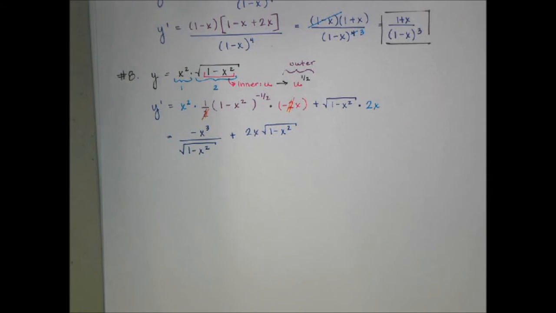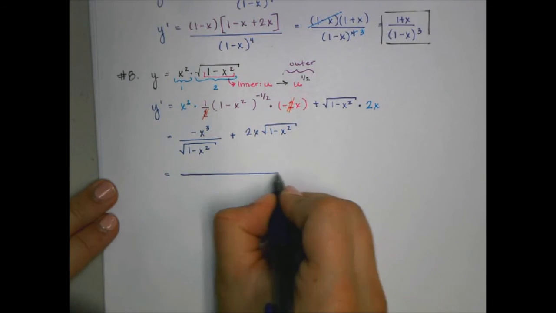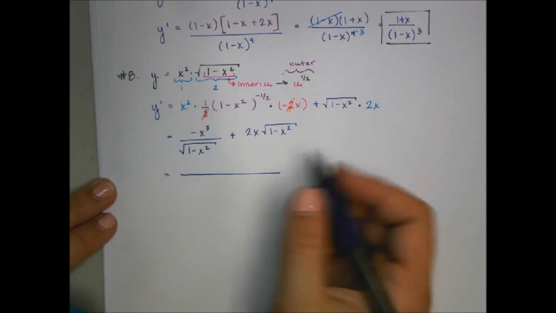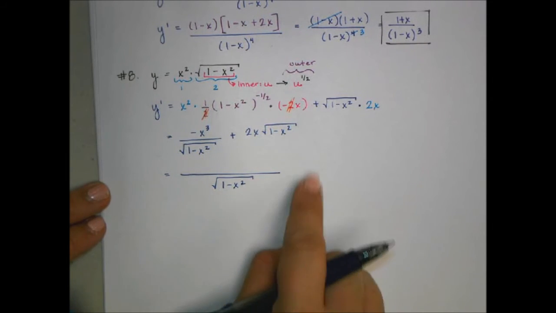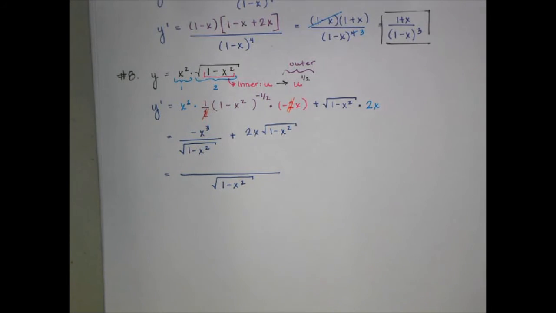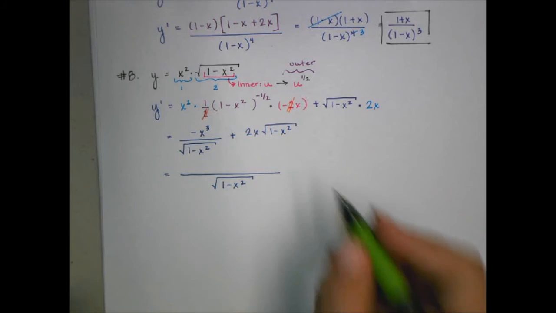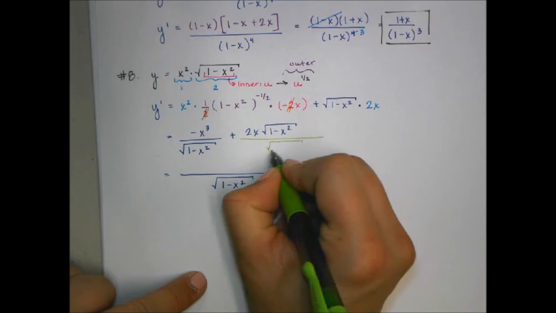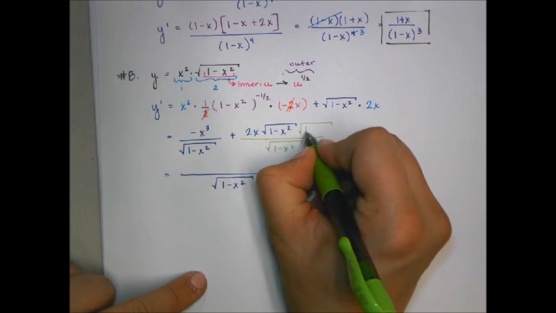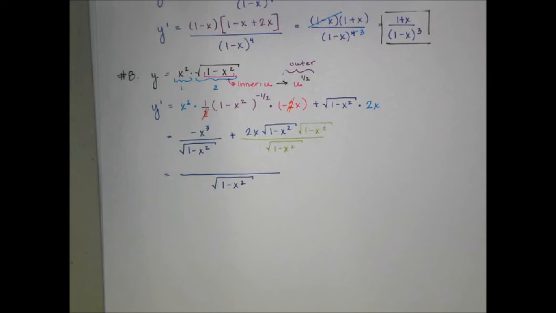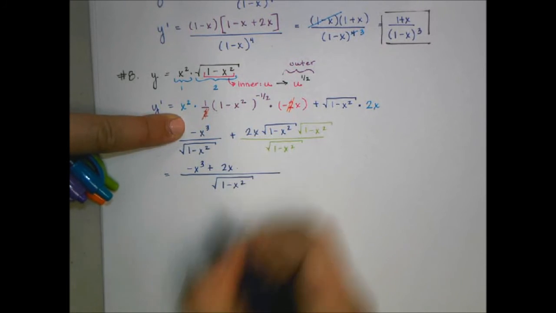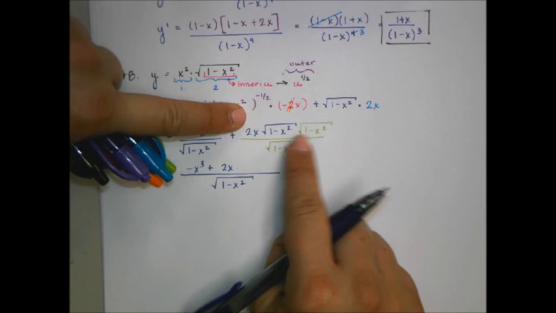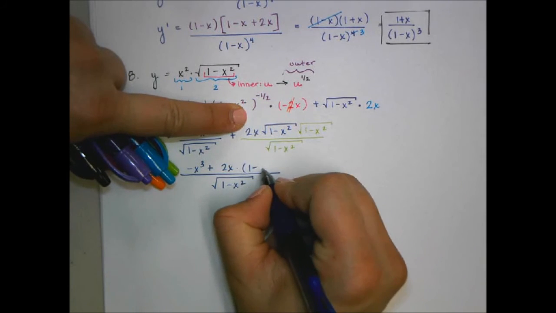Let's get a common denominator and put the two terms together. So that common denominator is going to be the root of 1 minus x squared. Our first fraction already has the common denominator. The second one does not. So here we're going to multiply in our second fraction root 1 minus x squared on the top and the bottom. So what does that bring down for us? Negative x cubed plus 2x times, these two terms multiply together, we just get 1 minus x squared. Alright, so let's clean this up.